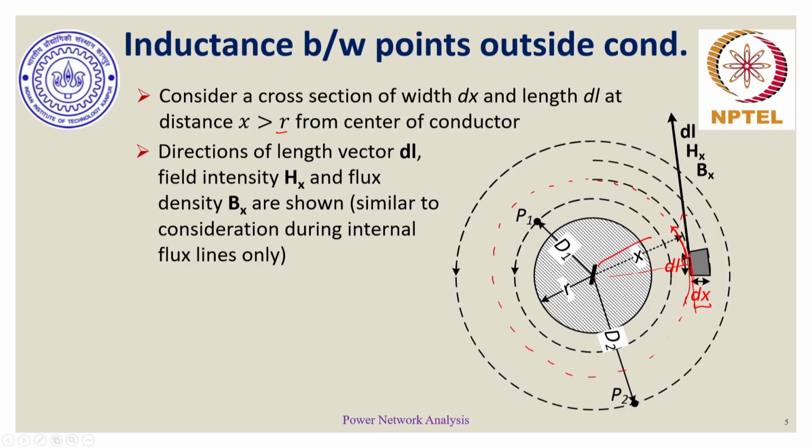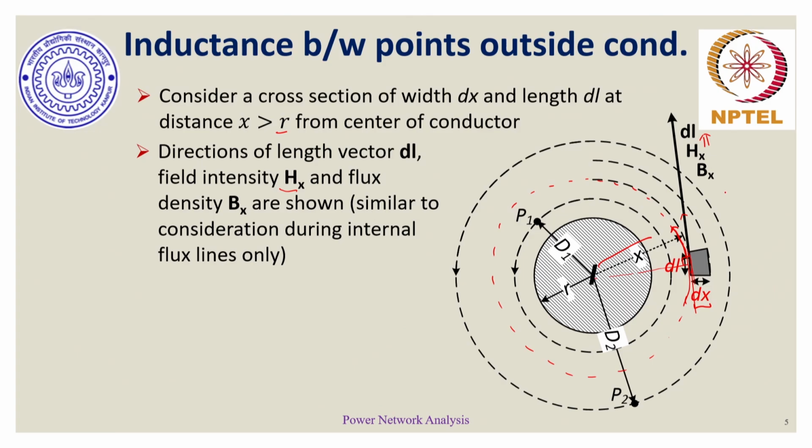So, this angle is 90 degrees, and along the dl vector, the magnetic field intensity would also lie, because we are looking at the impact of the flux lines from the current perspective, and by the nature of the magnetic field intensity, the Hx vector is also parallel to the corresponding dl vector.